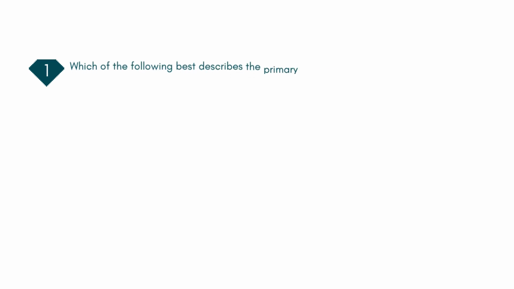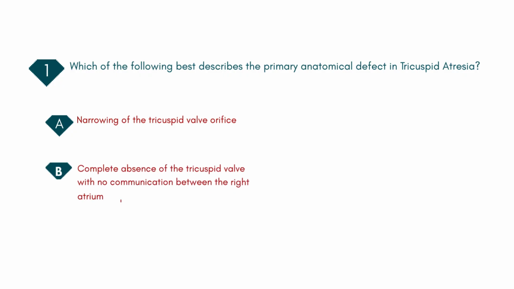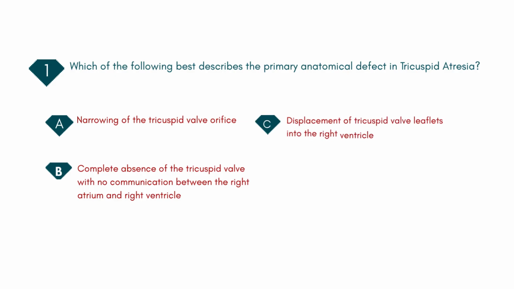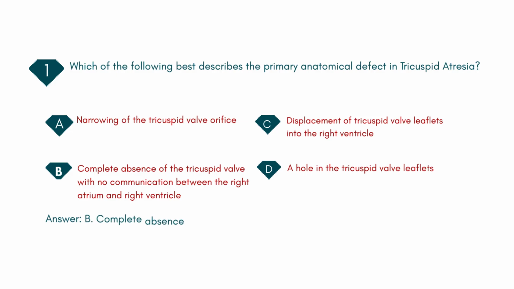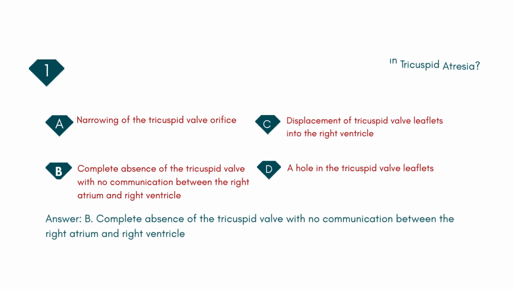Which of the following best describes the primary anatomical defect in tricuspid atresia? A. Narrowing of the tricuspid valve orifice. B. Complete absence of the tricuspid valve with no communication between the right atrium and right ventricle. C. Displacement of tricuspid valve leaflets into the right ventricle. D. A hole in the tricuspid valve leaflets. Answer B. Complete absence of the tricuspid valve with no communication between the right atrium and right ventricle.